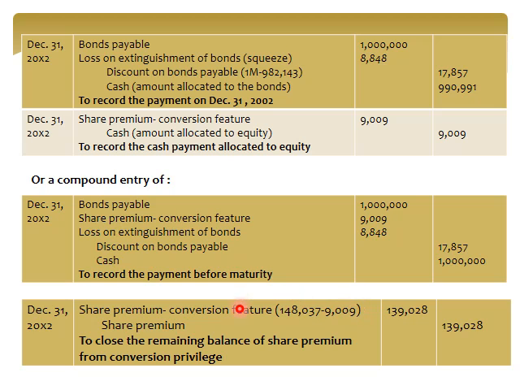Note that the share premium conversion feature is part of share premium pa rin. Pero kailangan natin i-close para makita sa financial statement na wala ng conversion privilege yung mga bondholders. Kasi nga, na-retired na yung bonds payable. Tapos nang binayaran ni bond issuer yung liability. So, therefore, close the remaining balance of conversion feature 139028 to the share premium general account. So, to close the remaining balance of share premium from conversion privilege.